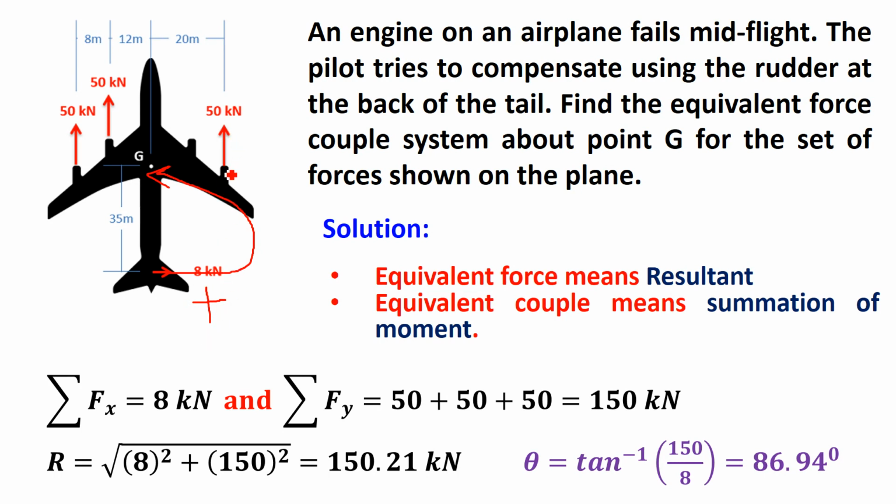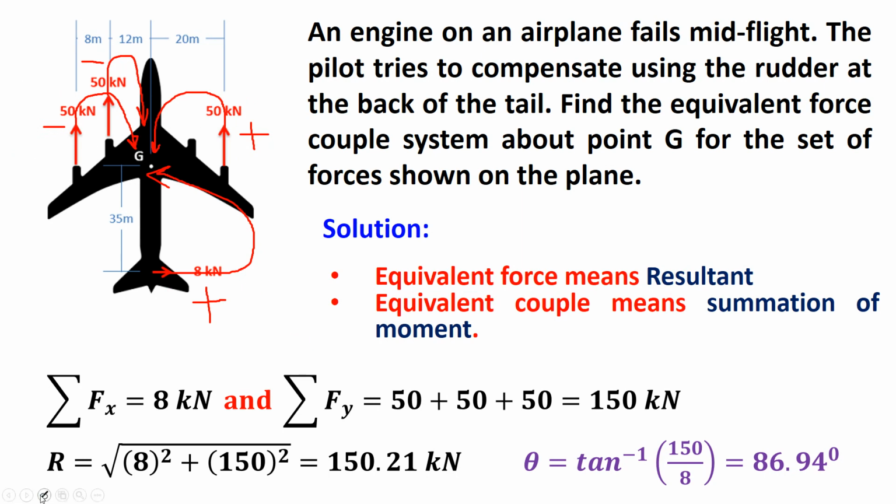If you look at this 50 kilonewton vertically upward, move upward and come towards point G, it also produces an anti-clockwise moment. So the moment of this 50 is plus. Now for the left forces, 50 kilonewton vertically upward, move upward and come toward G, it produces a clockwise moment. So the moment of this 50 is minus. Similarly the moment of this 50 is also minus because it is clockwise. So these two moments are minus, these two moments are plus.